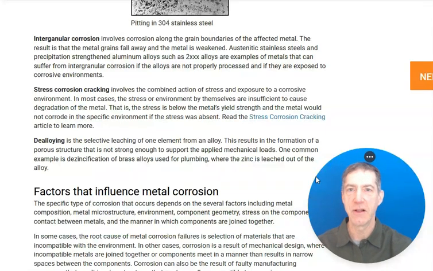And finally, de-alloying is the selective leaching of one or more elements from an alloy. A common alloy where this occurs is brass alloys that contain zinc. These alloys are used in plumbing fixtures.